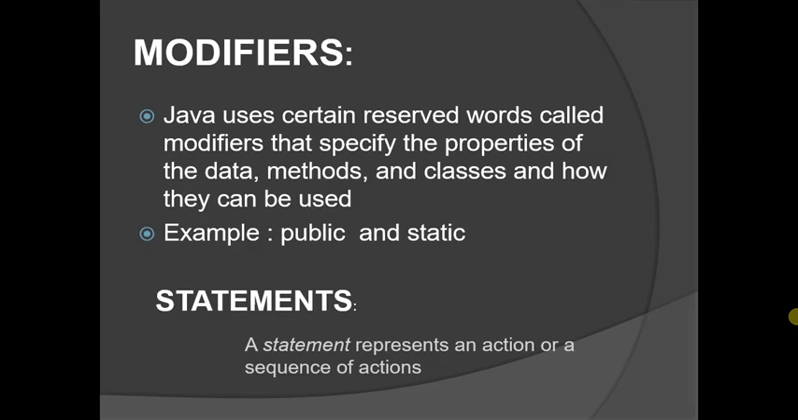Modifiers. Java uses certain reserved words called modifiers that specify the properties of the data, methods, and classes and how they can be used. Examples are public and static. Other modifiers are private, final, abstract, and protected. A private data member cannot be accessed by other programs.